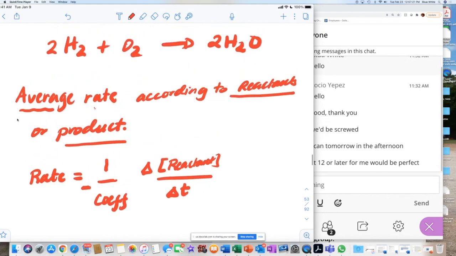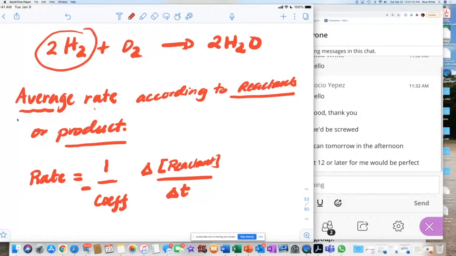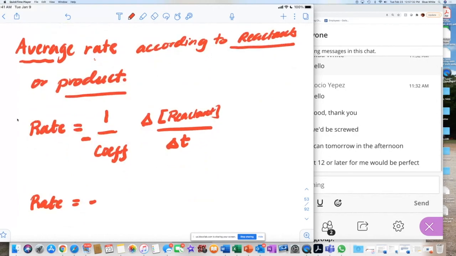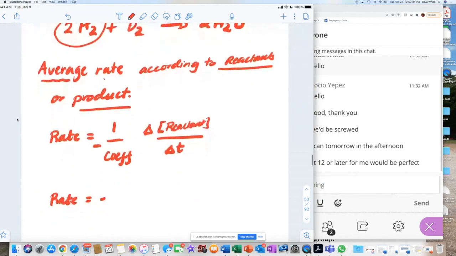So I'll give you an example. I will use hydrogen here. You say rate equals, I'm writing this equation, I don't have the actual numbers with me, negative. What's the coefficient on hydrogen?